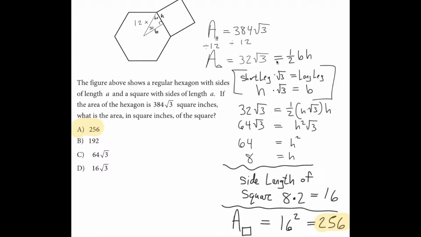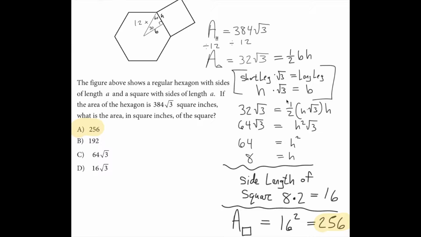And the formula for the area of the triangle is 1/2 base times height. Now, if this were just a formula with one variable, we could solve it really easily. But we've got 2 variables. So we have to use this relationship to substitute. I'm not going to write b anymore. I'm going to write instead h times square root of 3.